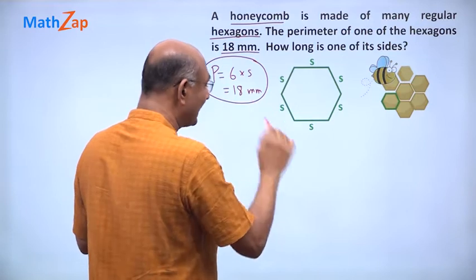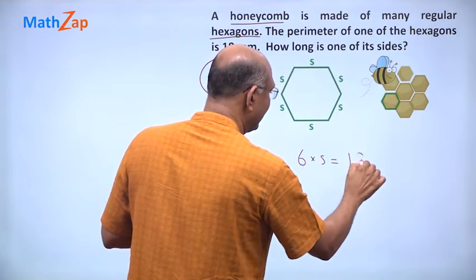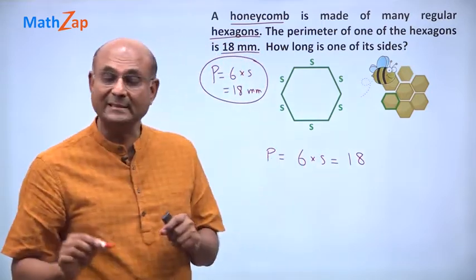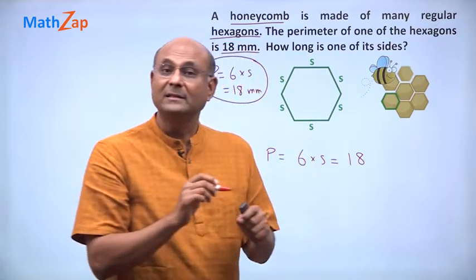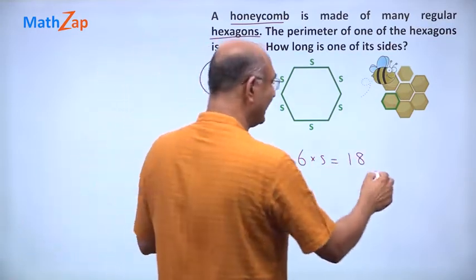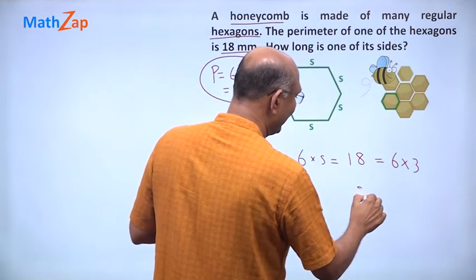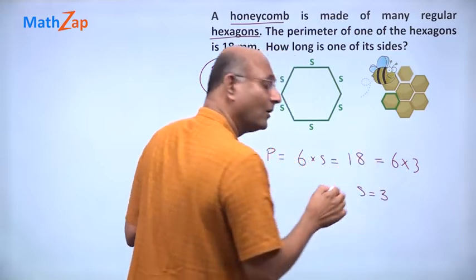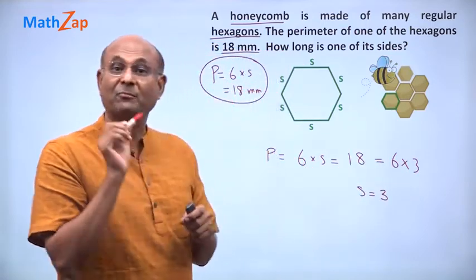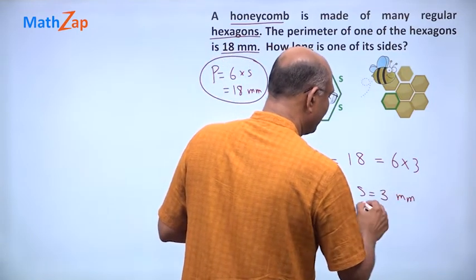Okay. So that means 6 times S is 18. Right? The perimeter 6 times S is 18. 6 times what is 18? 6 times 3 is 18. You know that 18 can be written as 6 times 3. So what should S be? S must be equal to 3. And what should be the unit? Well, the perimeter was in units of millimeters. So this side must also be in units of millimeters.